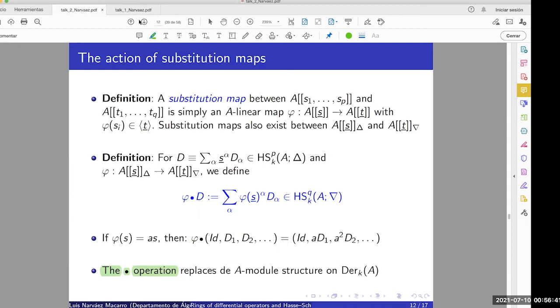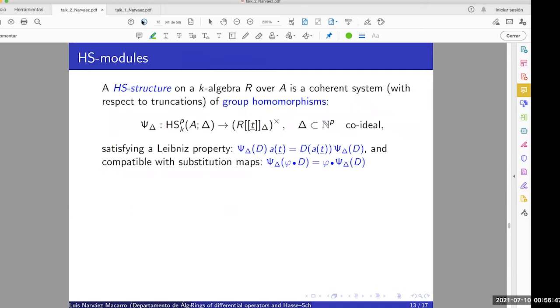So, what are Hasse-Schmidt modules? Remember that when we explained last time what is a module over a Lie-Rinehart algebra, we explained that a module over a Rinehart algebra is a usual A-module, and we put some action of the Lie-Rinehart algebra with some properties. But if you remember, the notion of module over a Lie-Rinehart algebra, in fact, was a particular case of admissible maps from a Lie-Rinehart algebra to K-algebras. So here we define what is a Hasse-Schmidt structure on a K-algebra R, in general a non-commutative K-algebra.